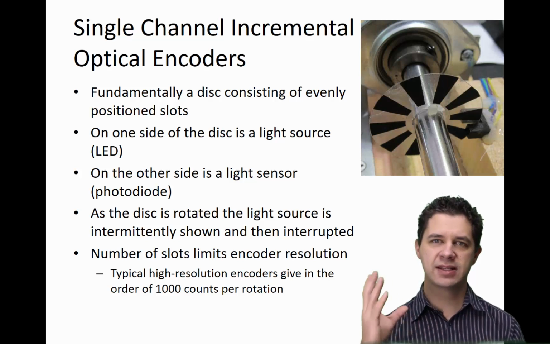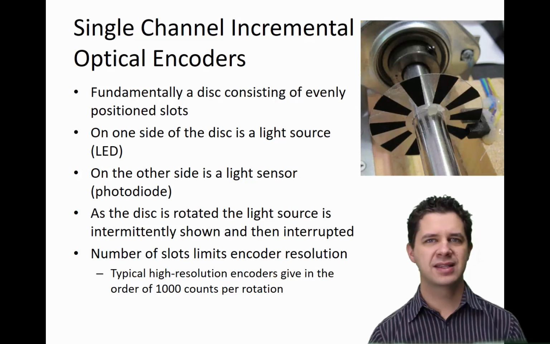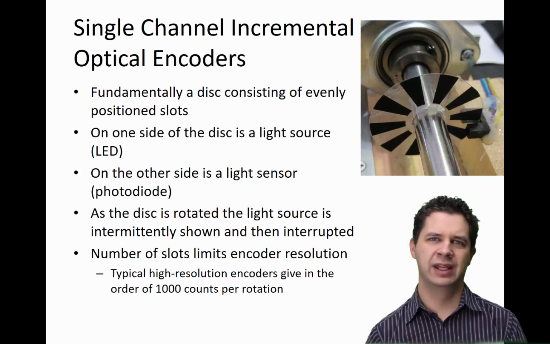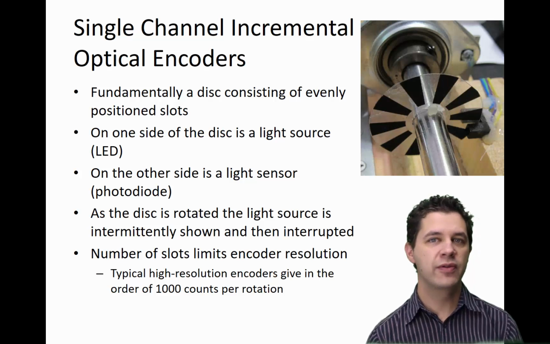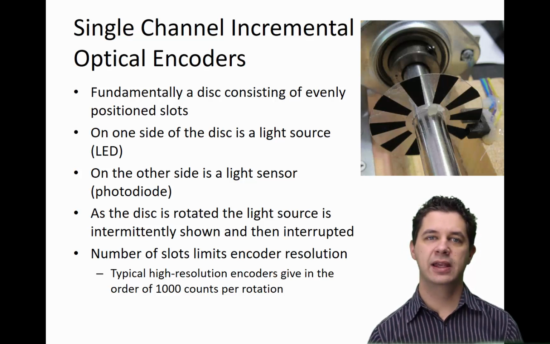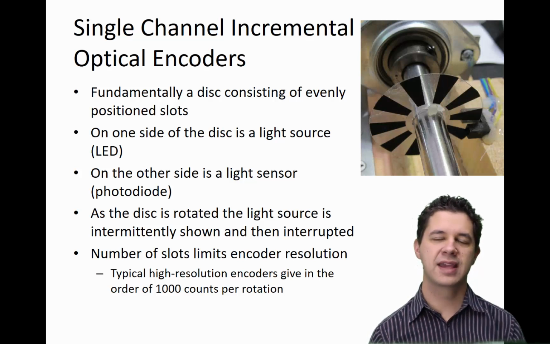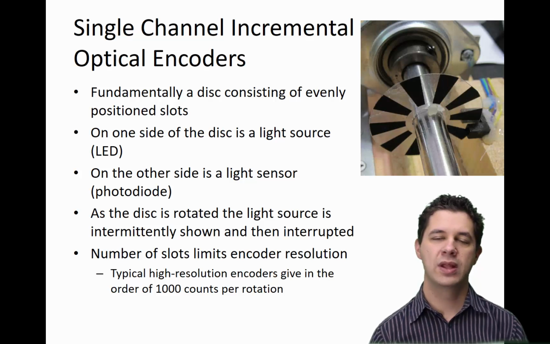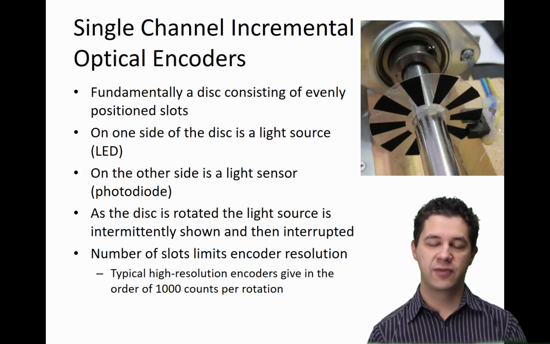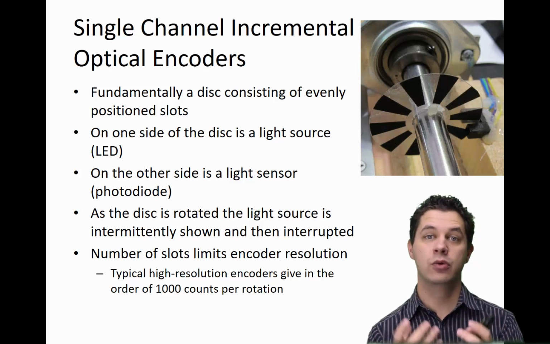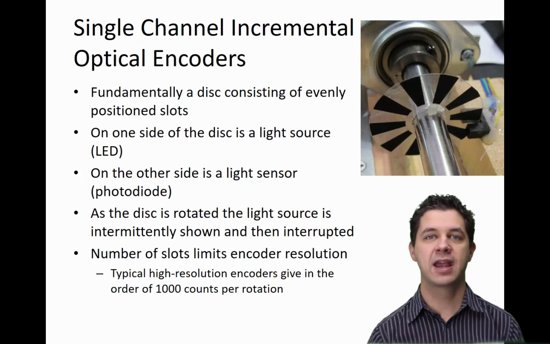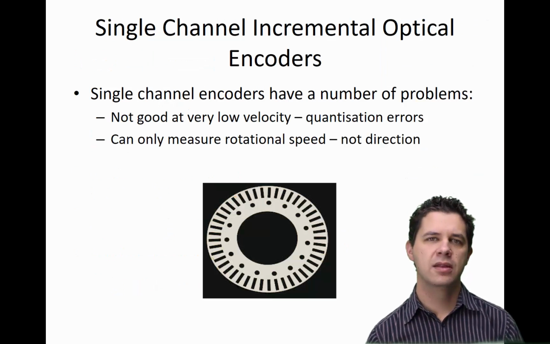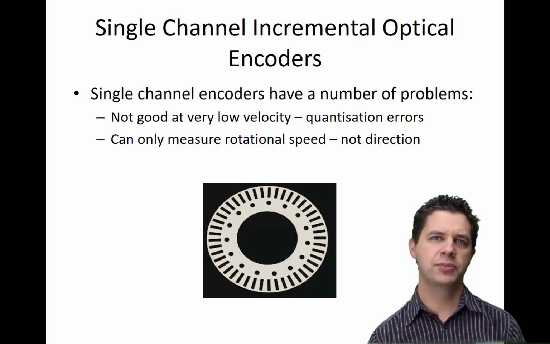Now, the sort of sensor that we have in the diagram here doesn't have all that many slots on it, only in the order of 20 or so slots, and so the resolution from this sort of sensor will be very, very poor. Typically, we can get high resolution encoders giving us a resolution in the order of 1,000 counts per rotation. And when they're that small, it's very hard to see those individual slots. They're really, really tiny. They're the sort of encoders that we've got on inkjet printers if you've ever taken one of those apart.